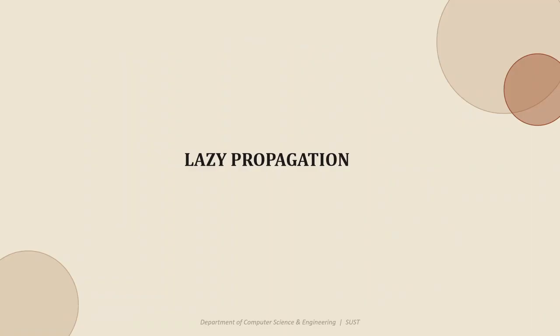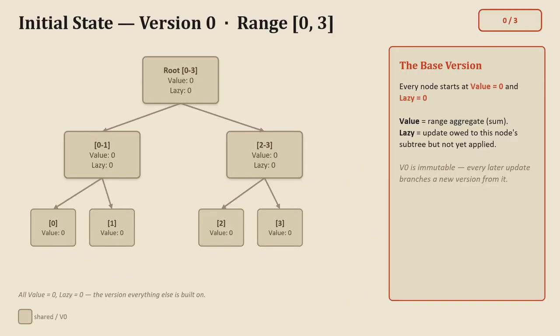Now we will talk about lazy propagation. A standard segment tree handles range queries efficiently, and a persistent one takes this further. Every update creates a new version, allowing us to query any past state at any time. We achieve this through structural sharing, only cloning the nodes on the update path while sharing the rest.